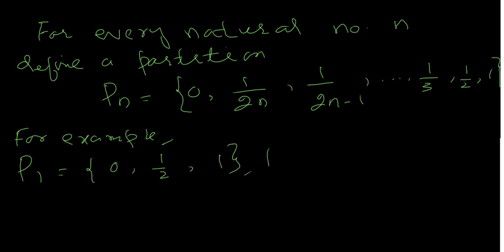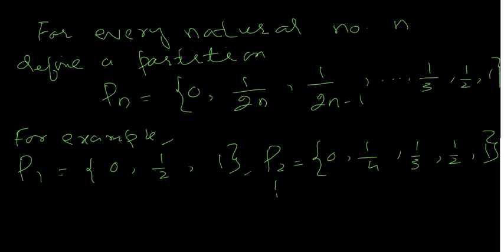Similarly, if you want to find P2, what is P2? P2 means n is equal to 2. So it's 0, 1 by 4. Then you can see it's 1 by 3, then 1 by 2, then 1. And you continue this process. This is the sequence of partitions over the interval. They are all partitions over the interval [0, 1]. Okay. Now we try to find the variation with respect to those partitions.